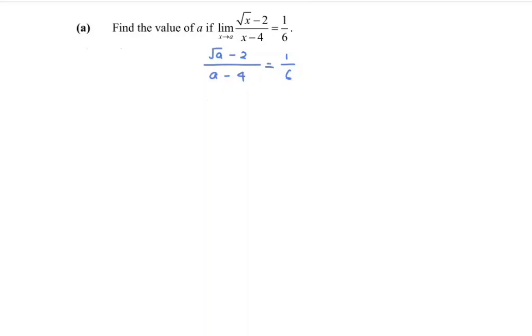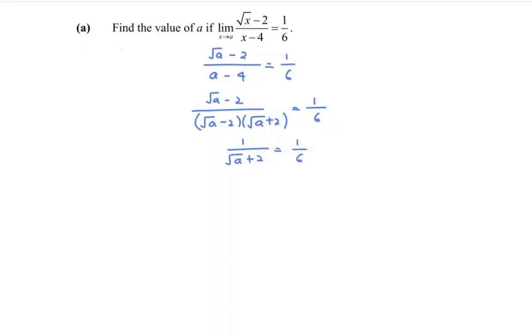Next, focus on the A minus 4. If we factorize the situation, we will have square root of A minus 2 over square root of A minus 2 multiplied by square root of A plus 2, which equals 1 over 6. If we simplify, we will have 1 over the square root of A plus 2, which equals 1 over 6.